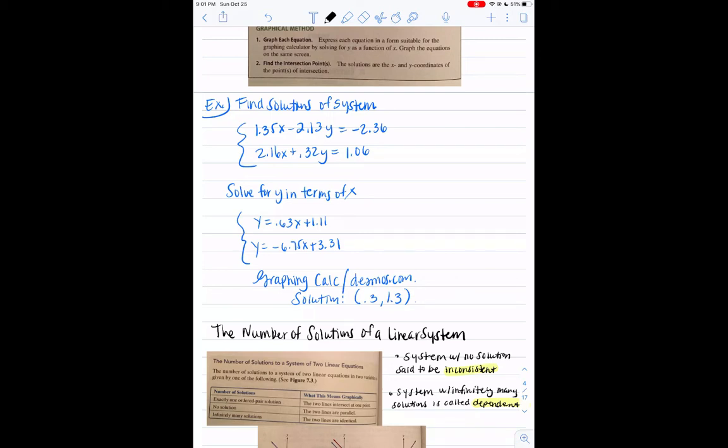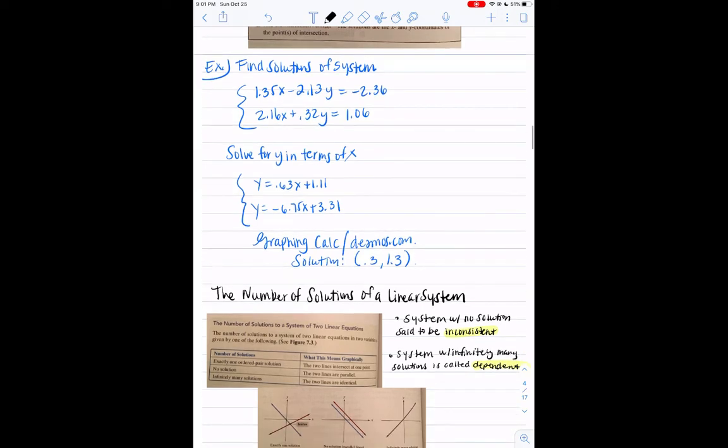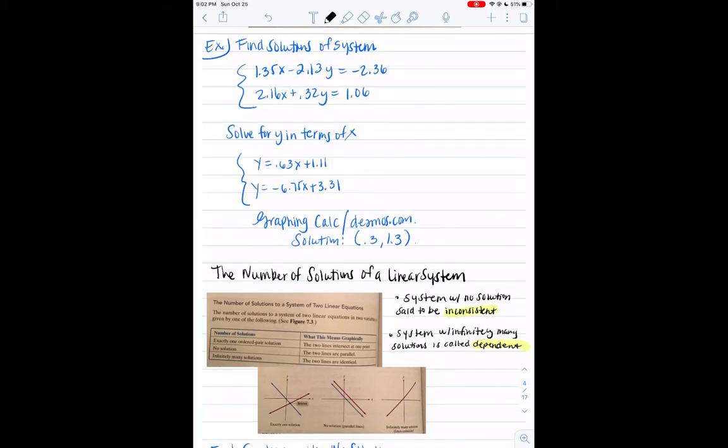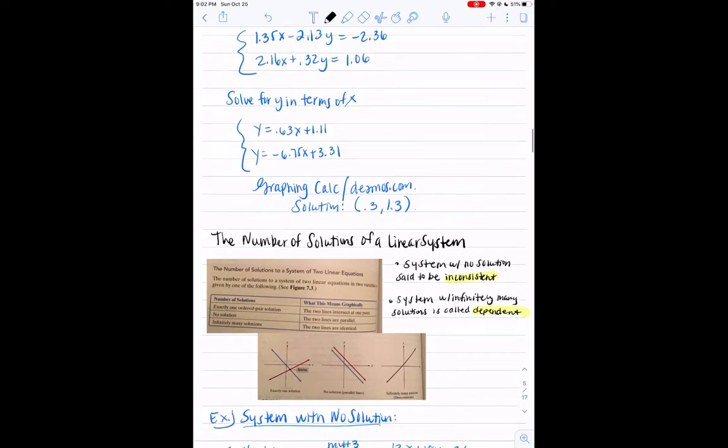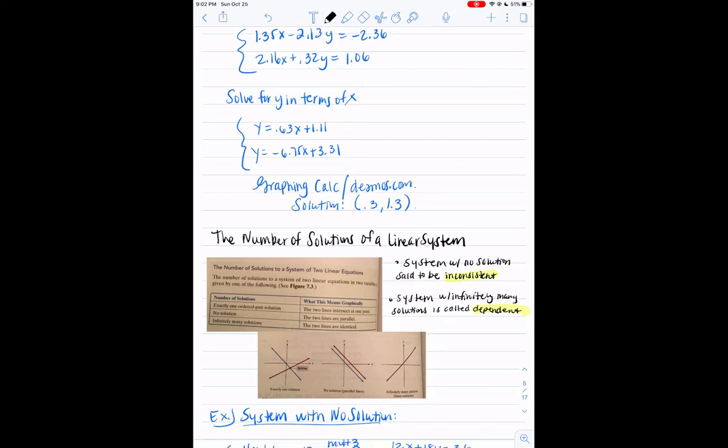I have 1.35x minus 2.13y equals negative 2.36, and then I have 2.16x plus 0.32y equals 1.06. So I solve for y in terms of x so I could graph. So I have y equals 0.63x plus 1.11, and I have y equals negative 6.75x plus 3.31. Now I'm going to go ahead and use a graphing calculator or Desmos.com, and I find that my solution is 0.3 and 1.3. So I'm going to go ahead and do that now.